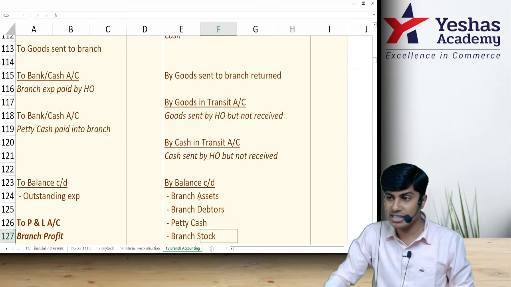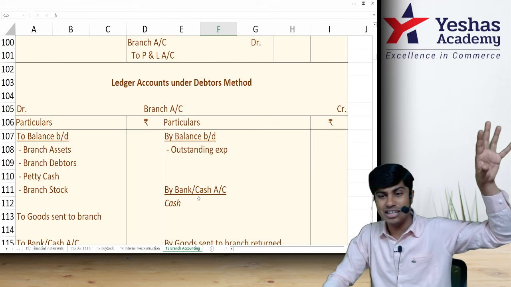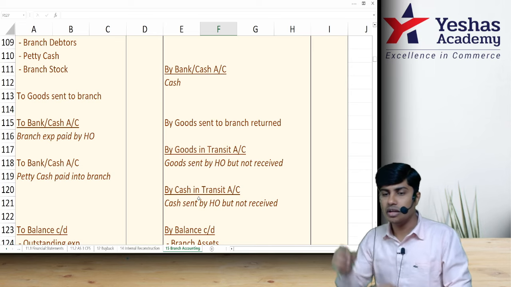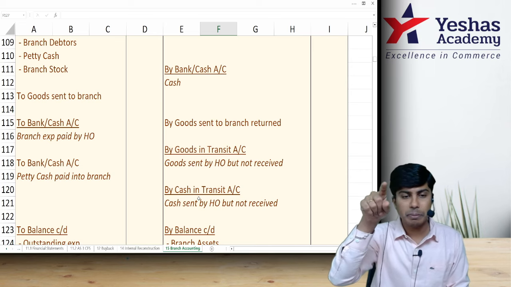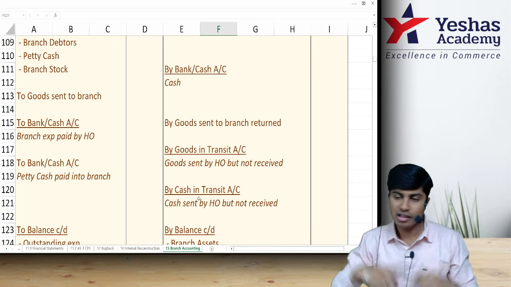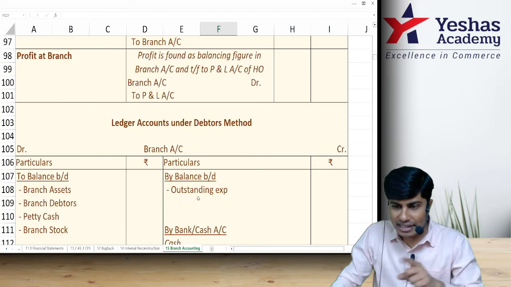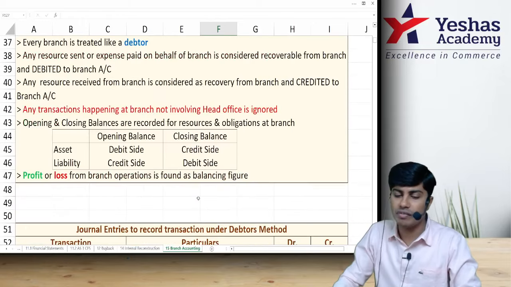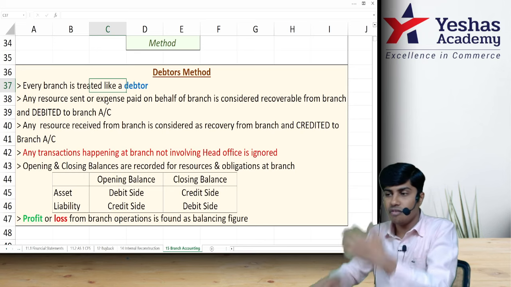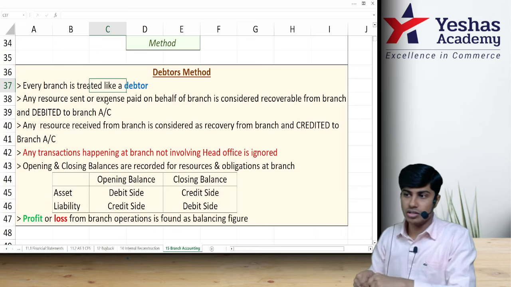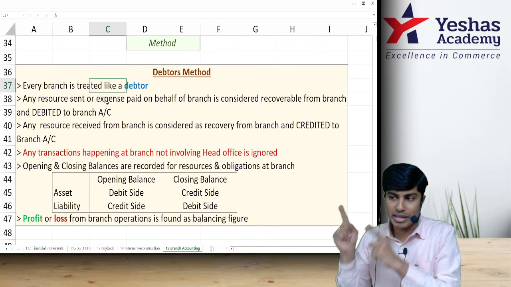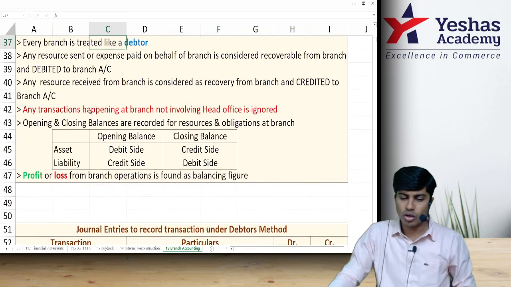If in case at the branch there is some liability, opening balance goes on the credit side, closing balance on the debit side. Whatever I send to branch will be written on the debit side, whatever the branch sends to me will be written on the credit side. Then if I find the balancing figure, that would be my branch. In this process, throughout the accounting, head office is treating the branch as a debtor. If you send something to branch, value at the branch will increase, so debit the branch. If you receive something from the branch, value at the branch will decrease, so credit the branch. Basically, branch is your debtor. That's what I did mention.